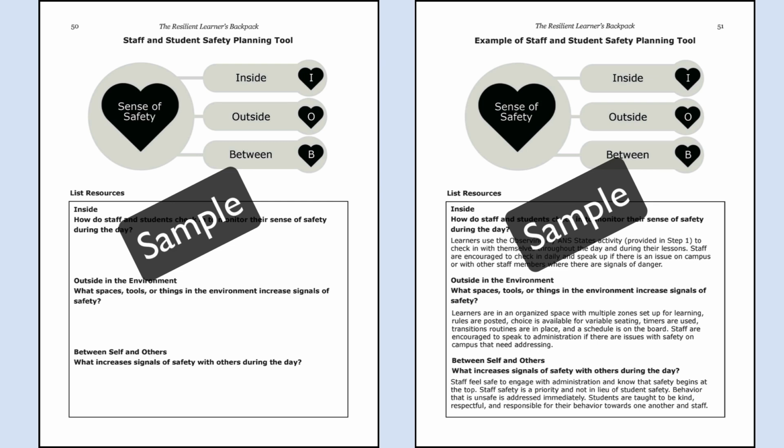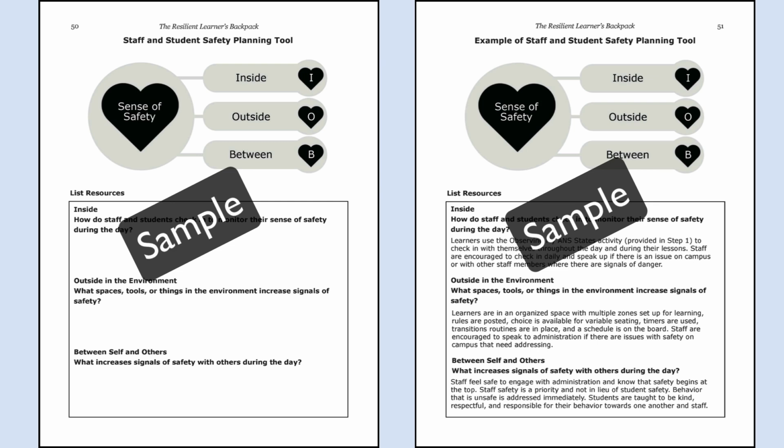There's an example here for you to look at, and I want to make a point that when we're thinking about safety, it begins with us. I think that's where we're going a little bit awry in schools today: the focus is always on the students, but we also have to feel safe from inside, outside, and between others in relationships.